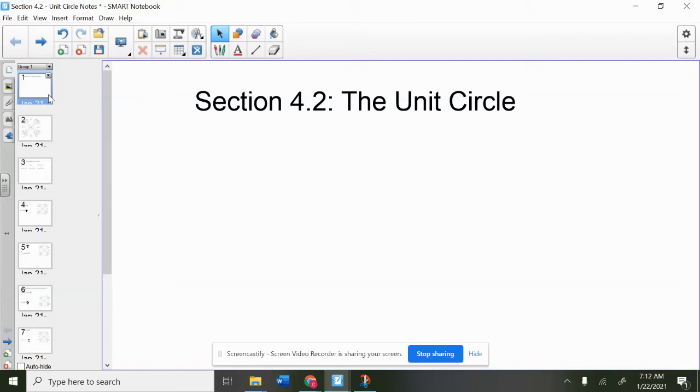All right, we are going to start section 4.2, talking about the unit circle. And if you haven't watched the live lesson from last week, make sure you do that. That way you can see the radians versus degrees, but we're going to use the unit circle here. You're also supposed to look at the video on Edpuzzle, which talked about how we came about finding these spots on the unit circle, and where those come from.